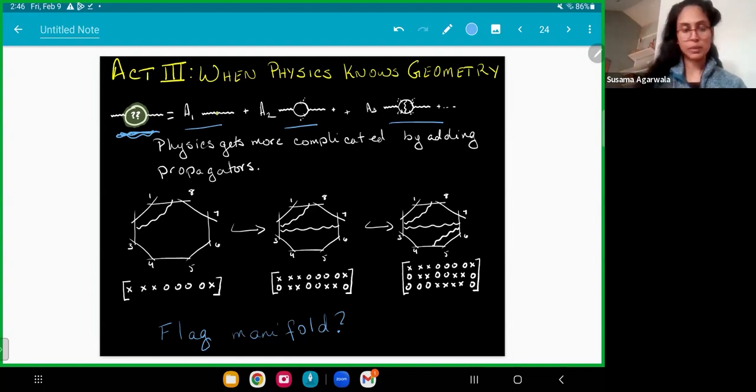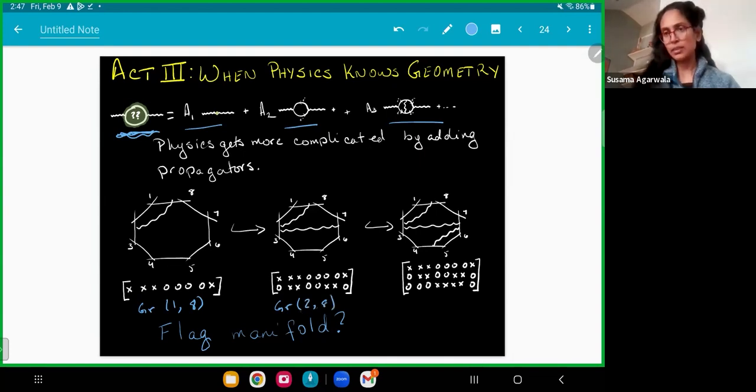And then now I want to add another. Well, that's just adding another row to my matrix. And now I add a third one, and I add another row to my matrix. Now, where things break down is that this here is in Gr(1,8). It's rank 1. This is in a completely different Grassmannian. This is rank 2. And here, this is in Gr(3,8). This is rank 3.